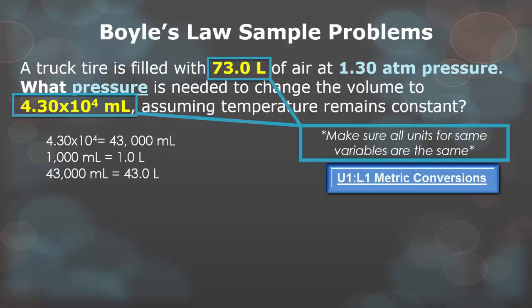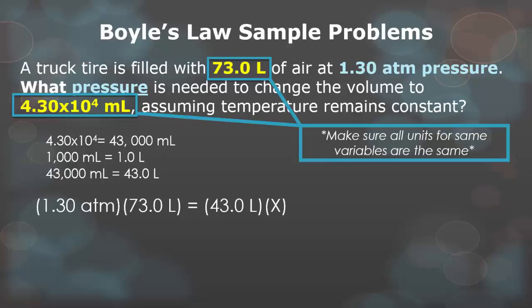If 1,000 milliliters is 1 liter, 43,000 milliliters means you have 43 liters. So right there, 43 liters is the first conversion we've done. You can also use the method we talked about in September by using Table C, which is found in the Unit 1 playlist.